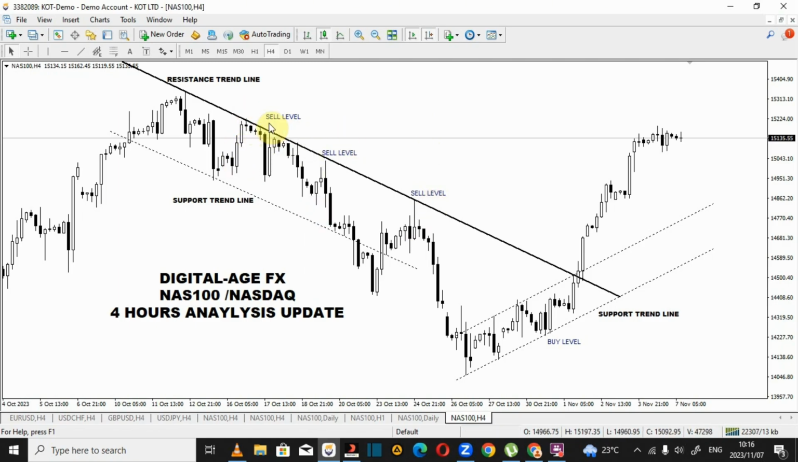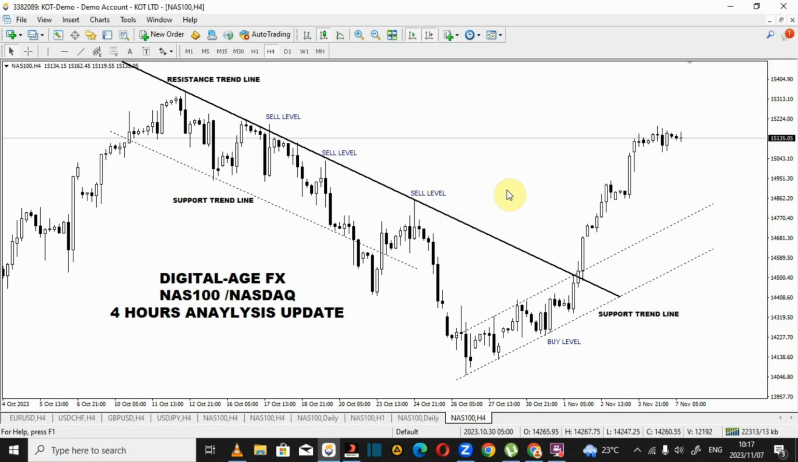So this is the area where we look for sales. We sell at these areas, we sell at this area. Once the market touches your trend line, that's when you sell. Once the market touches the resistance trend line, that's where we look for sales. As you can see, there was a good sale here, there was a good sale here, and there was a good sale here. This usually happens when the channel is well established.